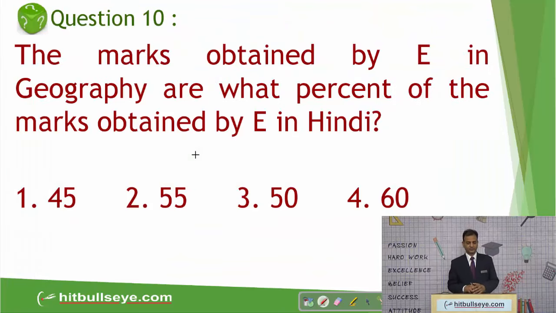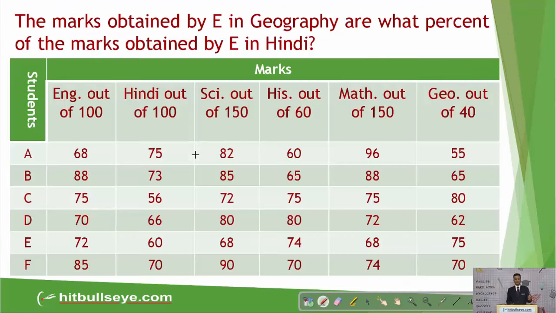Now the next question is, the marks obtained by E in geography are what percent of the marks obtained by E in Hindi? Again the same percentage question. So geography upon Hindi into 100, he is asking. Where is E? E in geography is 75, but again we have to take care, students, that 75% is of 40. That means 75% of 40, 75 into 40 will be 30 marks he has scored in geography, because it is not out of 100. So we have to convert the numbers, because he is asking for marks obtained. 30 marks, what percent of the marks obtained in Hindi?